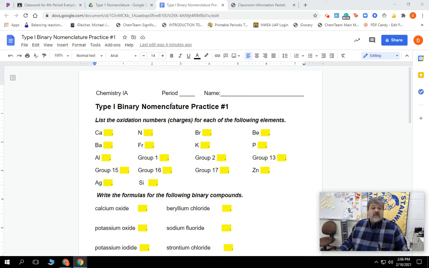Let's go ahead and look at the first question here. It says, list the oxidation numbers or the charges for each of the following elements. So we're going to give down here what the charge is. Now, how do we figure out what the charge of Ca is? Well, first of all, if you don't know what Ca is, it is calcium.